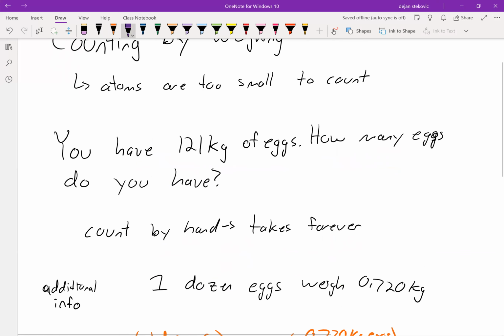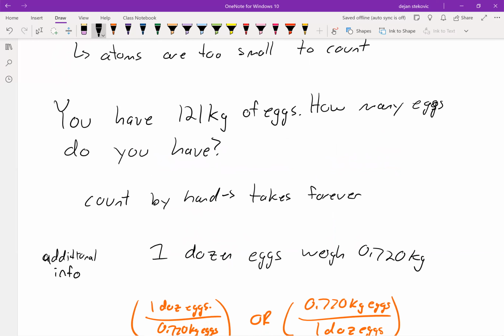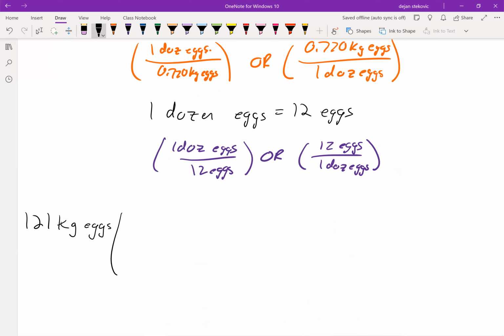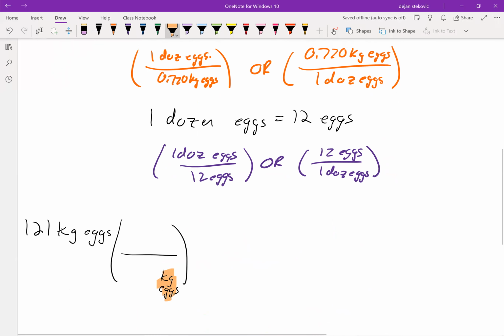Let's go ahead and try to take our information and then try to figure out how many eggs we've got here. So we'll start with the thing that isn't a conversion factor. So that's just our 121 kilograms of eggs. And then immediately I know that kilograms of eggs is going to go down here in the bottom. And then I just look for where it's at, right? There's kilograms of eggs. I have kilograms of eggs right here. So I just transplant that number, 0.720, and then 1 dozen eggs goes above there.